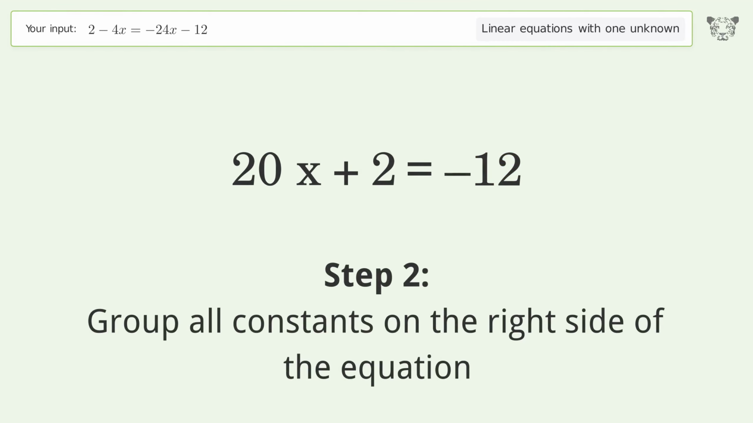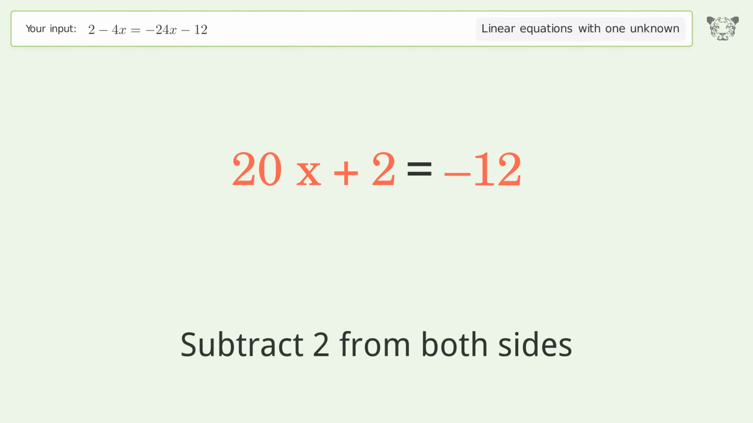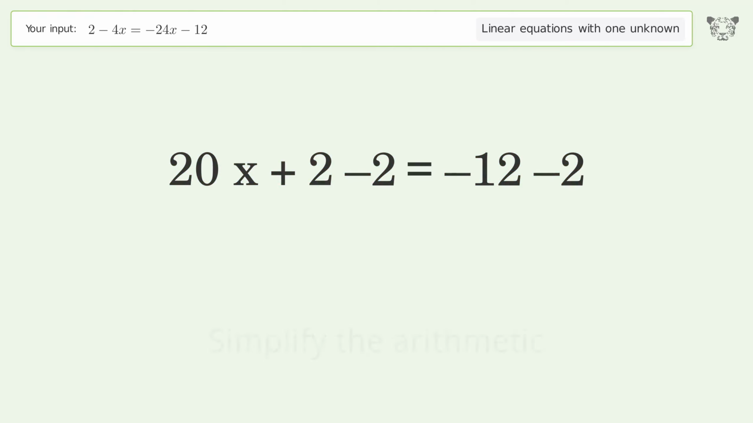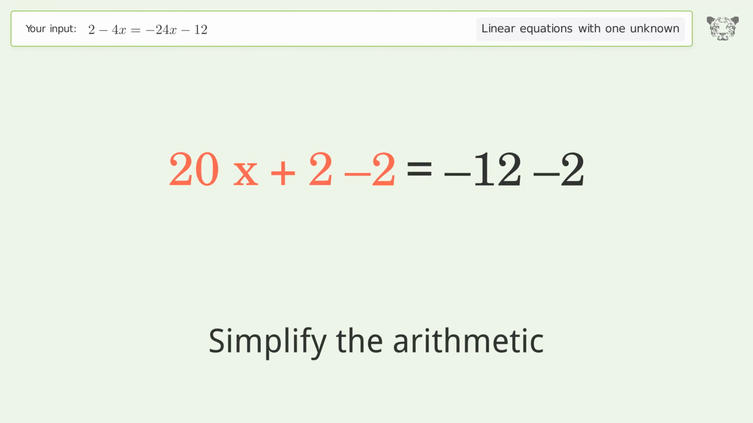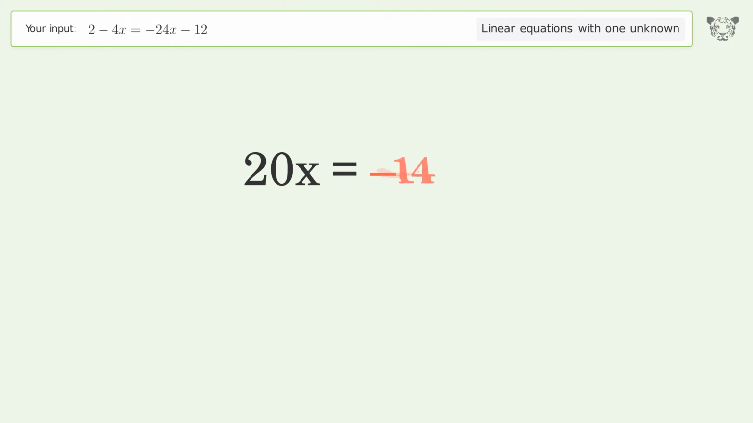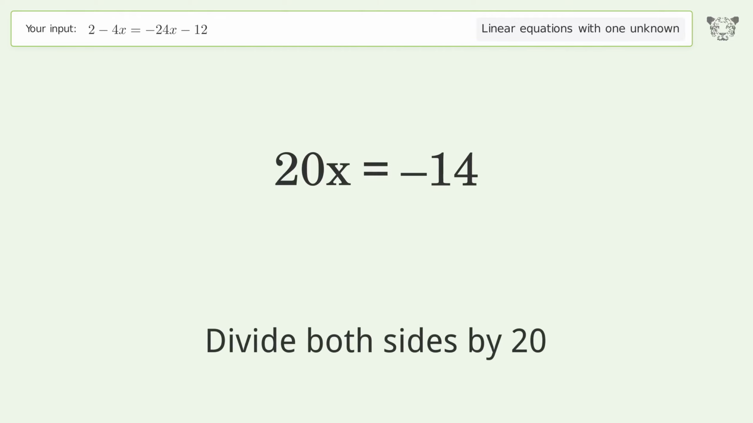Group all constants on the right side of the equation. Subtract 2 from both sides. Simplify the arithmetic. Isolate the x. Divide both sides by 20.